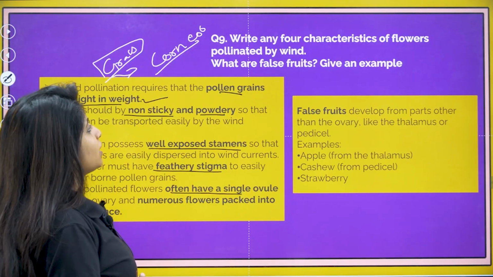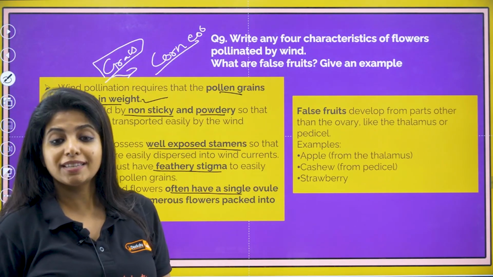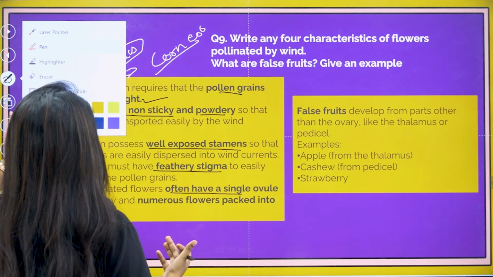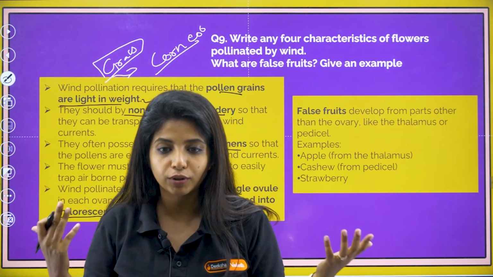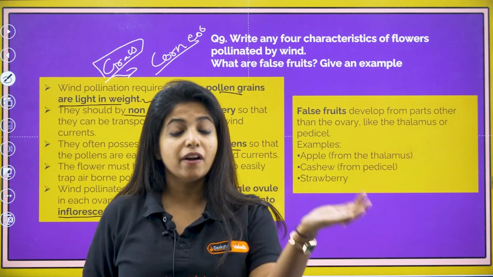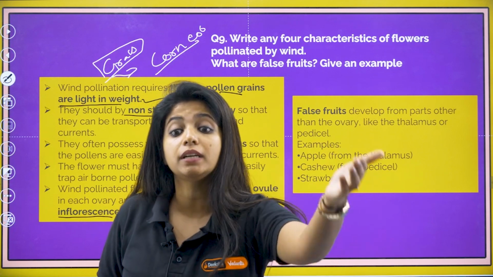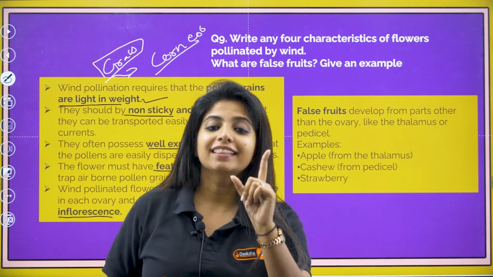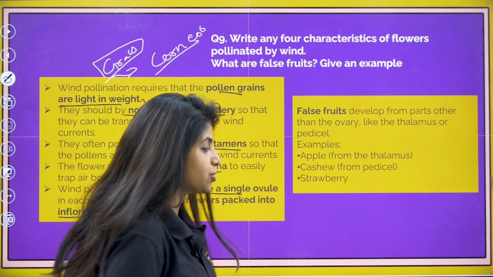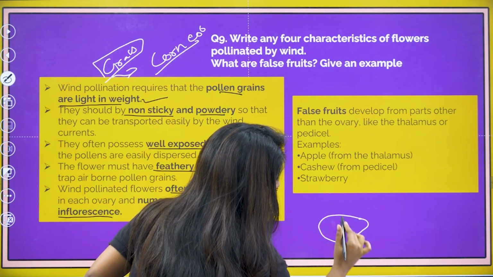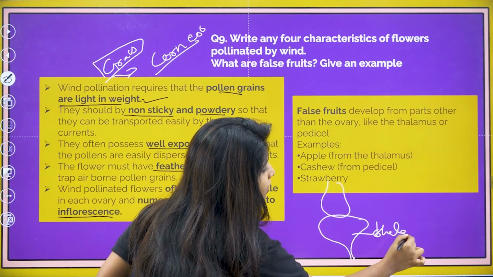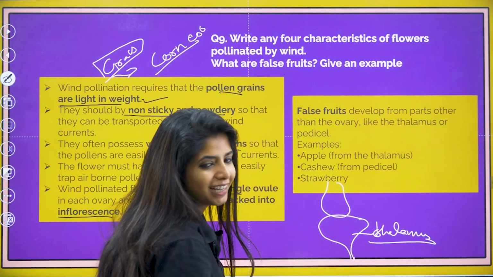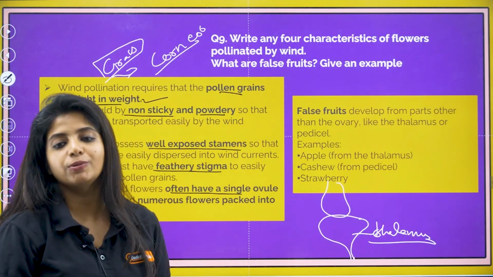Now the next question comes: what are false fruits? Give an example of it. False fruit means, basically, what is a fruit? Proper fruit. If you get a fruit from the ovary, that is known as a true fruit. If, apart from the ovary, some other parts also participate in the formation of the fruit, my dear children, this will be known as a false fruit. Suppose the ovary is resting on the thalamus, and the thalamus is also now forming a part of the fruit. So what will this fruit be known as? This will be known as a false fruit.